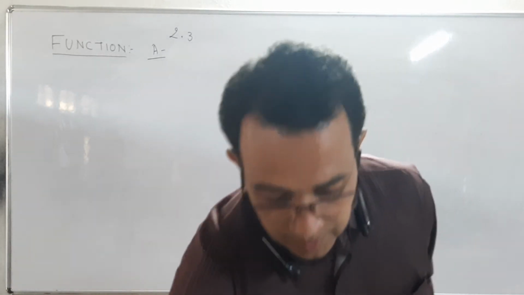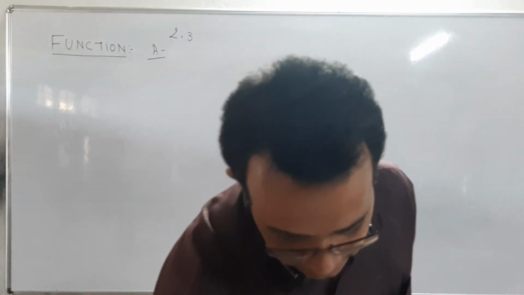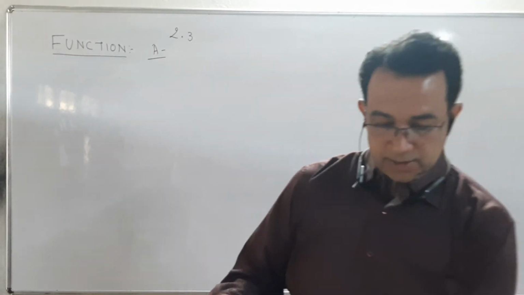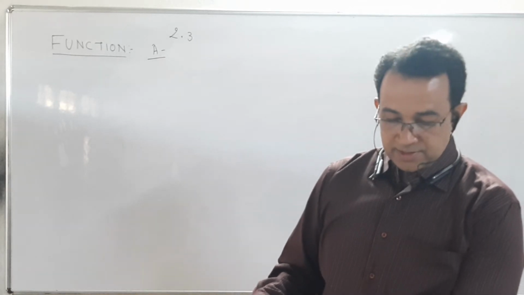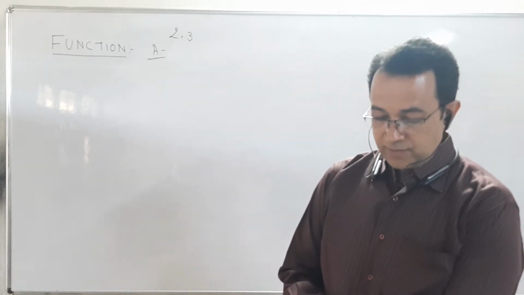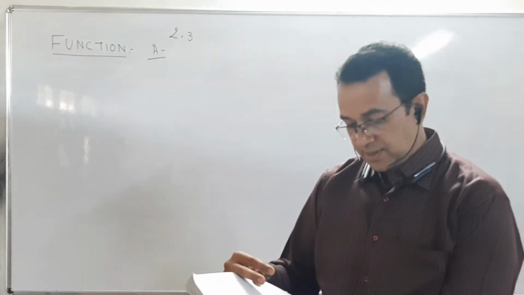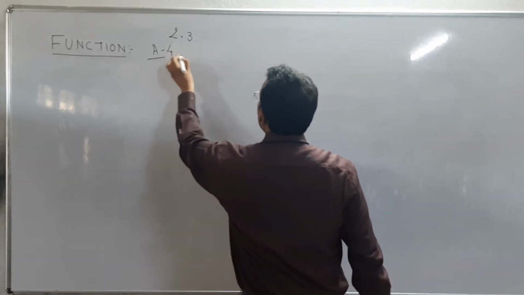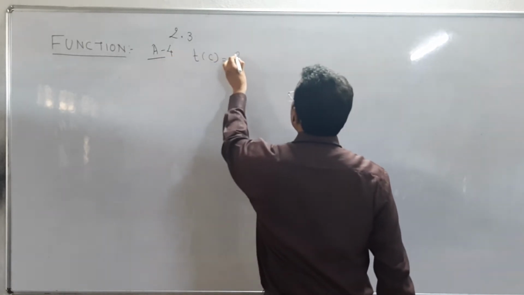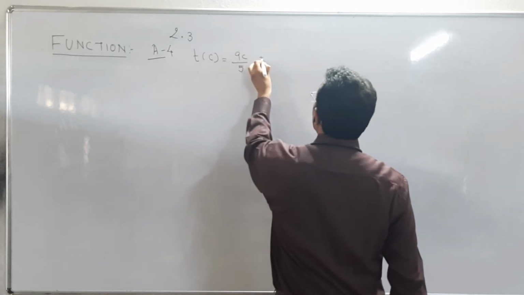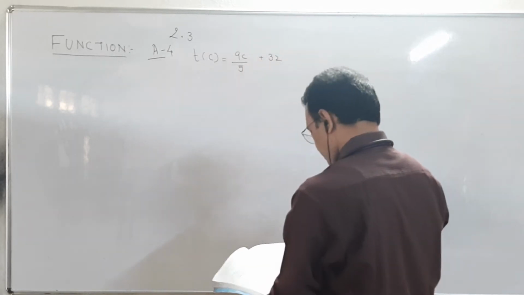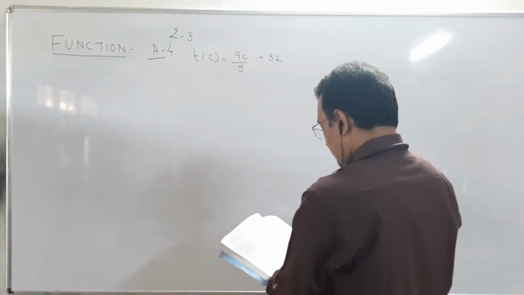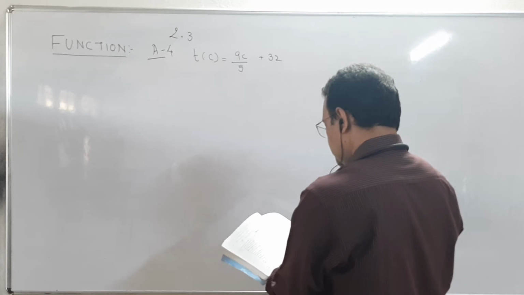Now, students, sum number 4. The formula to convert Celsius to degree and degree to Celsius, we have this. T of C is equal to 9C by 5 plus 32. Find the value of T of 0, T of 28 and T of minus 10.